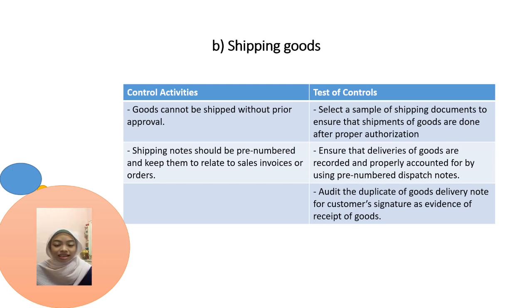Next is the test of control. The auditor may select a sample of shipping documents to ensure that shipment of goods is done after proper authorization. Besides that, the auditor may ensure that the deliveries of goods are recorded and properly accounted for by using pre-numbered dispatch notes. And lastly, the auditor may audit the duplicate of the goods delivery note for the customer's signature as evidence of receipt of goods.